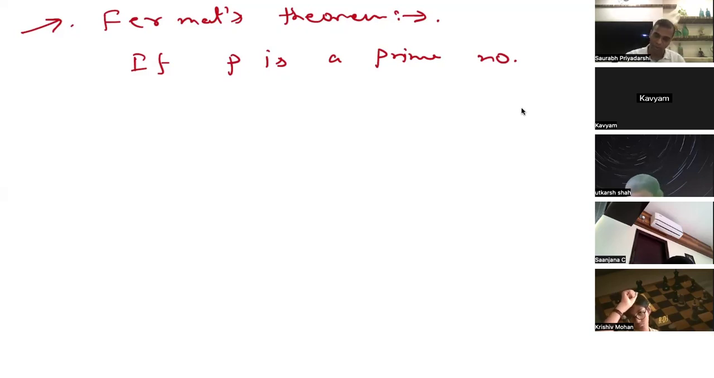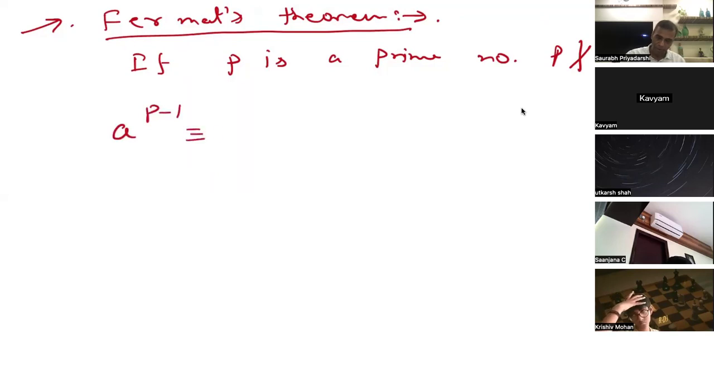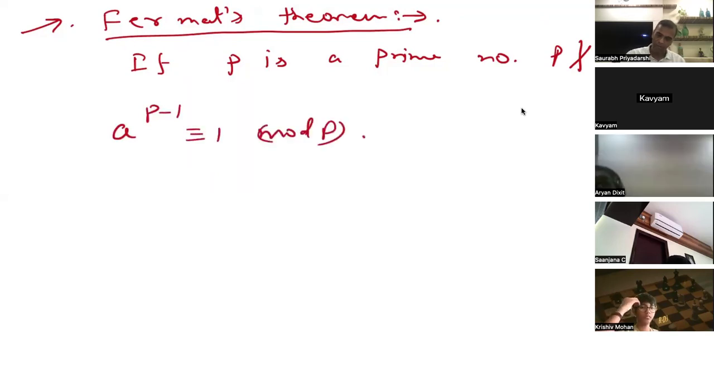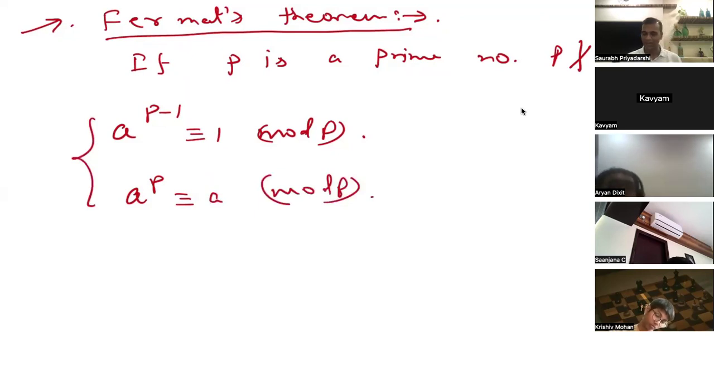But first, this is Fermat's theorem. If p is a prime number, and obviously a is not divisible by p, then a to the power p minus 1 is congruent to 1 mod p. Very, very famous. Or a to the power p is congruent to a mod p. This is the same: when I multiply both sides by a, I get a to the power p mod p. Both are the same thing.